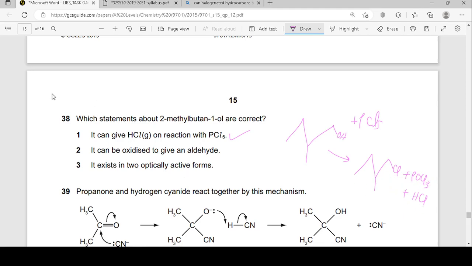Now, it can be oxidized to give an aldehyde. Let me draw it out and see. So if I oxidize it, nah, definitely not, because this is a primary alcohol, right?